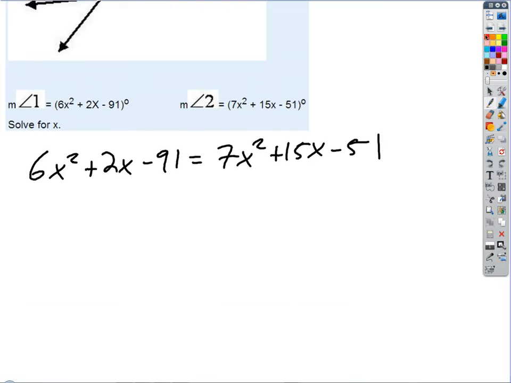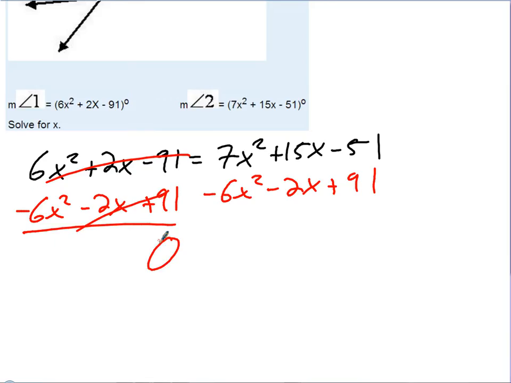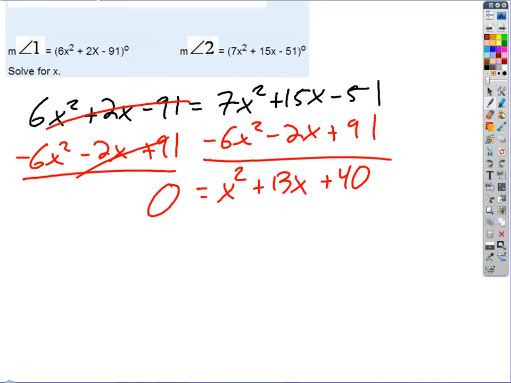So we're going to subtract all this stuff. We'll subtract 6x squared from both sides. We're going to subtract 2x. And we're going to add 91. So all this stuff cancels, and I just get a 0, right? On the other side, 7x squared minus 6x squared is x squared. Good. 15x minus 2x. Okay. And negative 51 plus 91? 40. Good. Plus 40. Okay, so now we've got a quadratic equation.